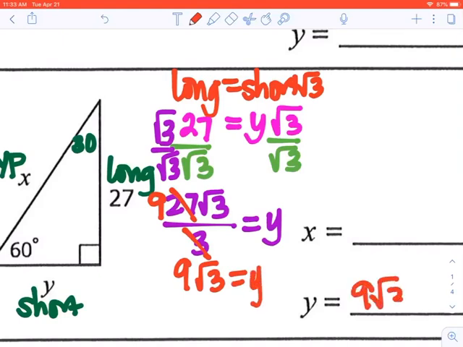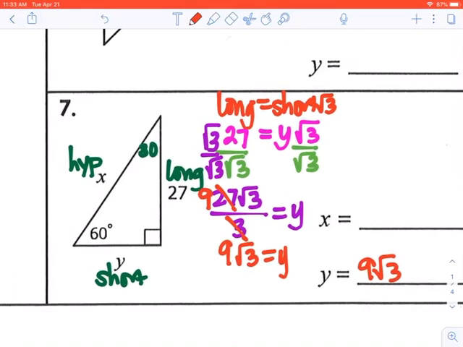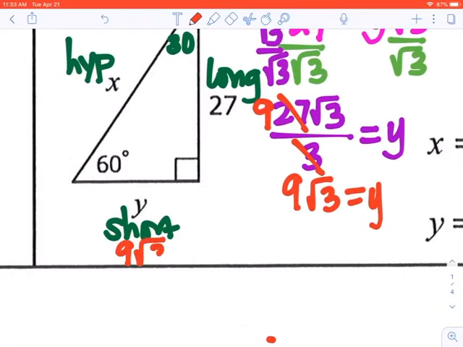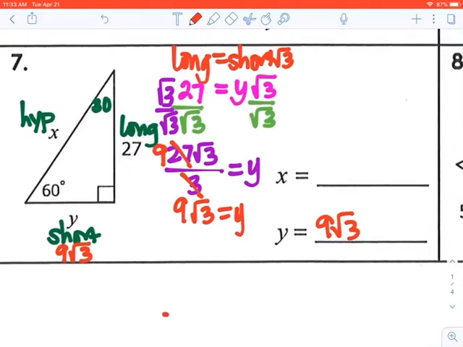9 rad 3. Okay, so notice, yes, I need to find x, but I had to find y first because I only knew the long side information. So I had to use that first. So our y is 9 rad 3. And now we can find our hypotenuse.